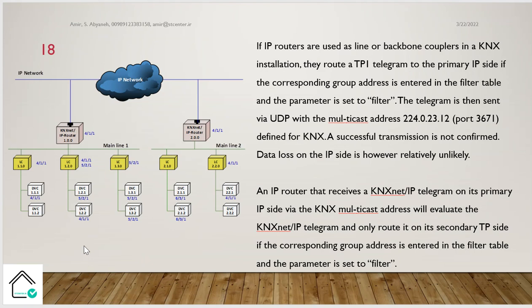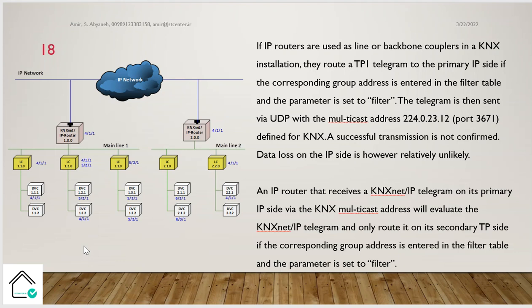If IP routers are used as a line or backbone coupler in a KNX installation, they route TP telegrams to the primary IP side if the corresponding group address is entered in the filter table and the parameter is set to filter. The telegram is then sent via UDP via the multicast address 224.0.23.12 through the port 3671 defined for KNX. A successful transmission is not confirmed. Data loss on the IP side is, however, relatively unlikely.